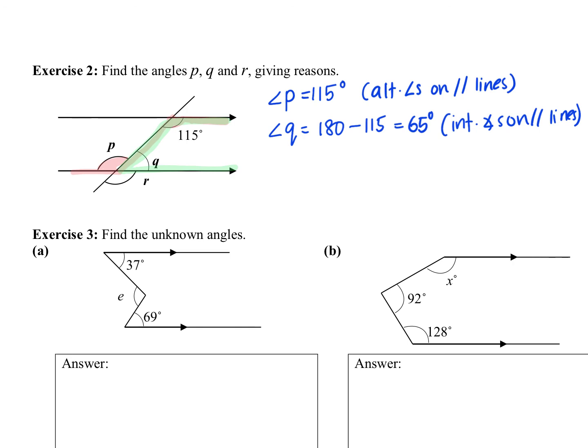And last but not least, I can use it to find angle R. Obviously we can find it using vertically opposite angles, or if you were to use the angle properties of parallel lines, you'll see that there's a letter F over here. Then in this case, angle R will be equal to 115 degrees. This is simply by the property corresponding angles on parallel lines.